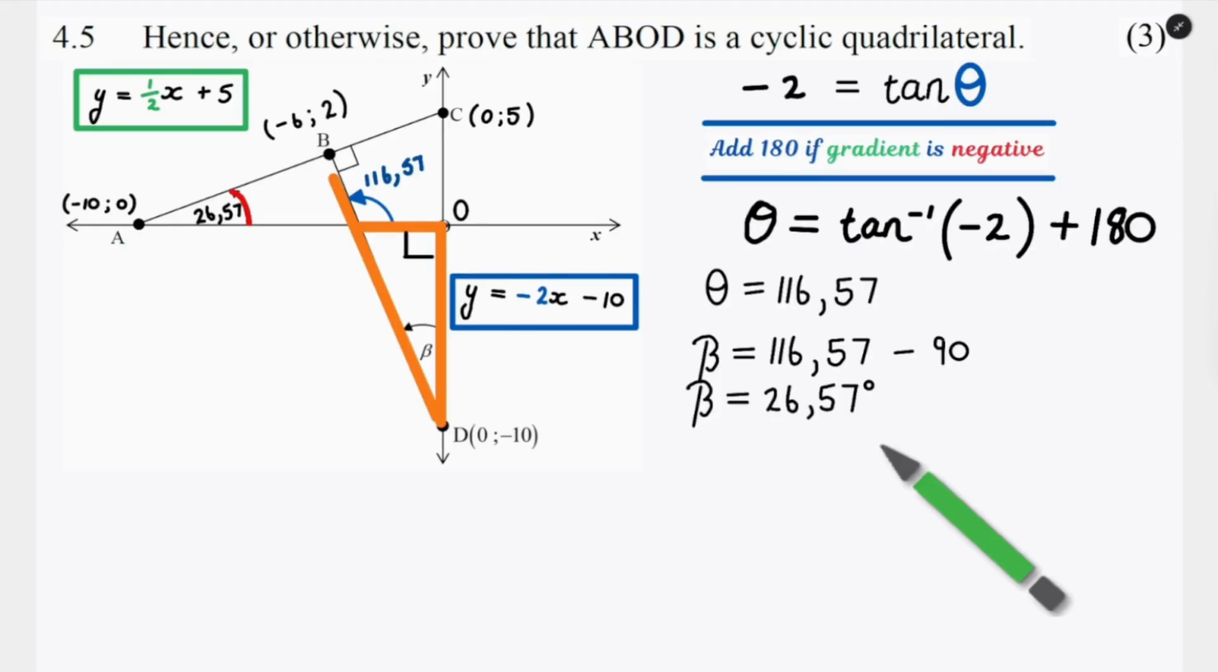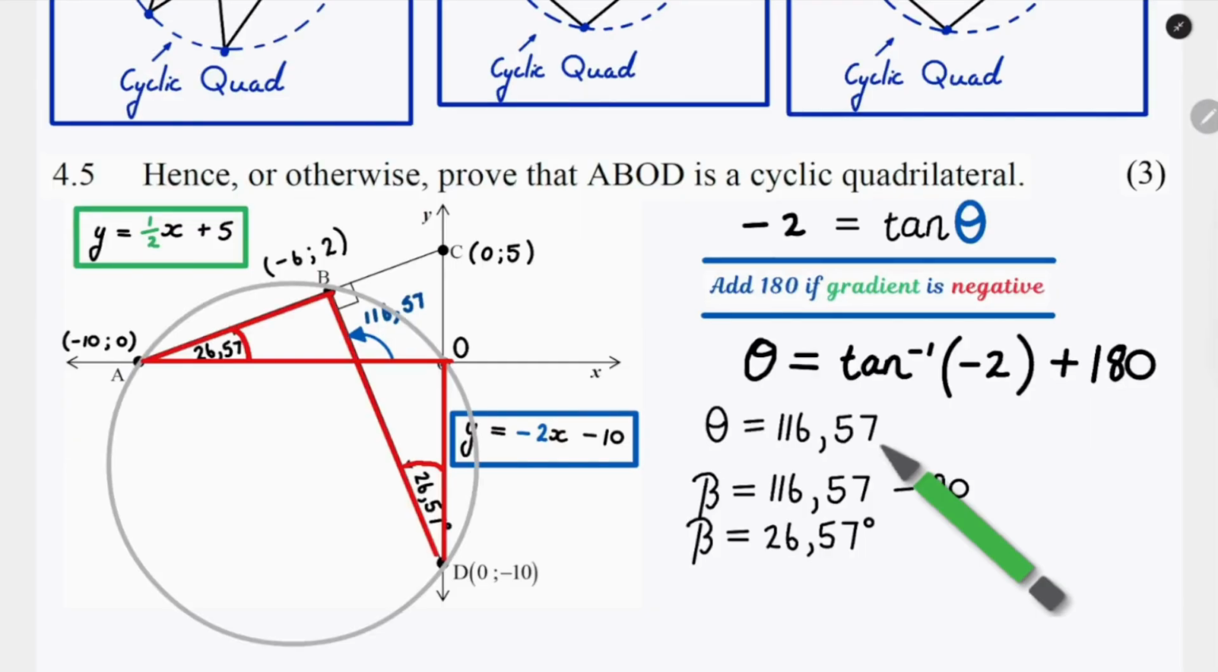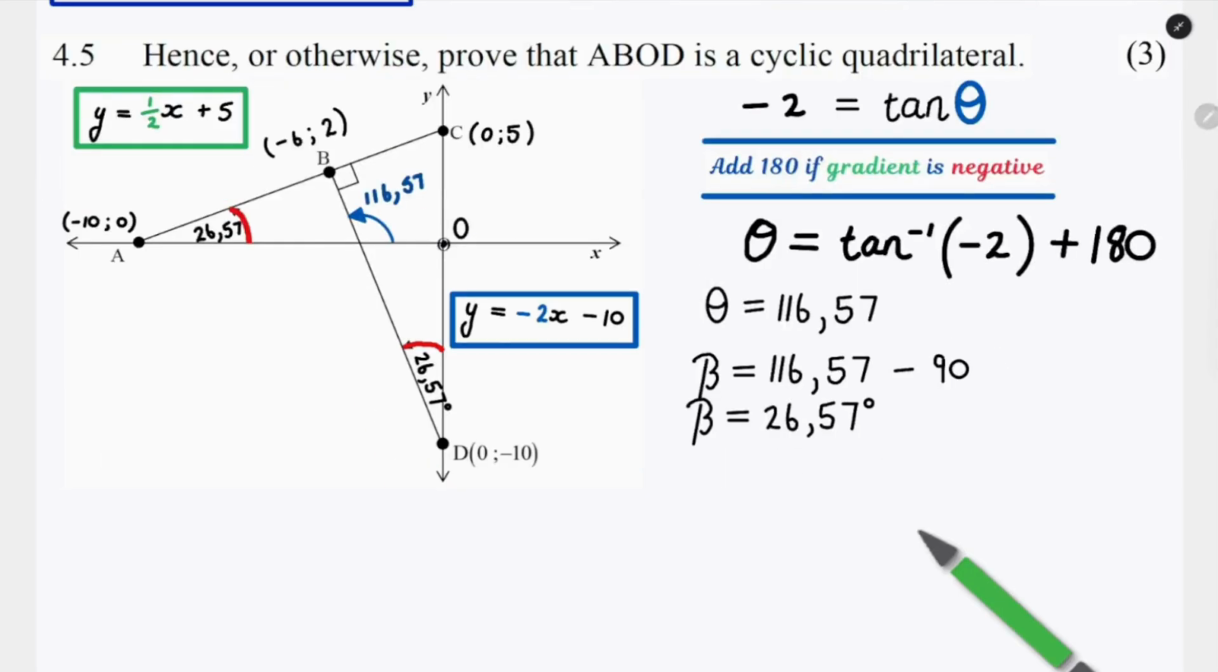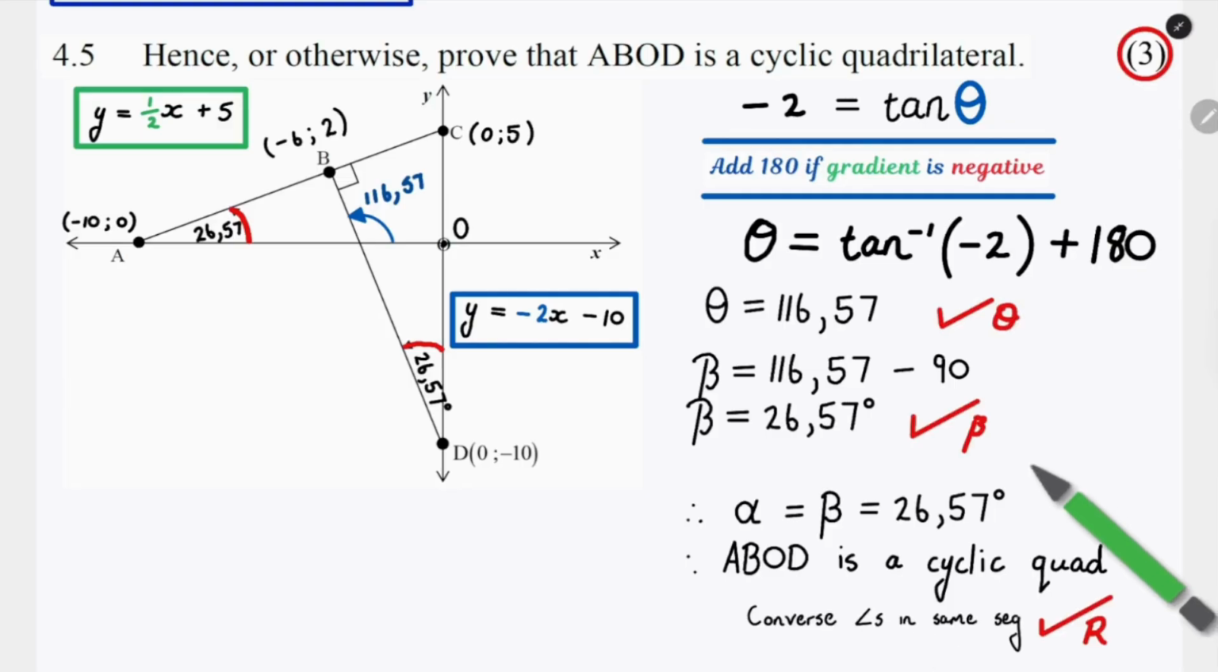Now we can see that bow tie, but check it out, bruh. Check how those angles are equal, man. Yeah, bruh. And then all that's left to do is we've got to state that alpha is equal to beta. And then we can make the conclusion that ABOD is a cyclic quad. And the reason is converse angles in the same seg. And in this question, beta gets you a mark, your reason gets you a mark, as well as the size of this obtuse exterior angle of triangle.